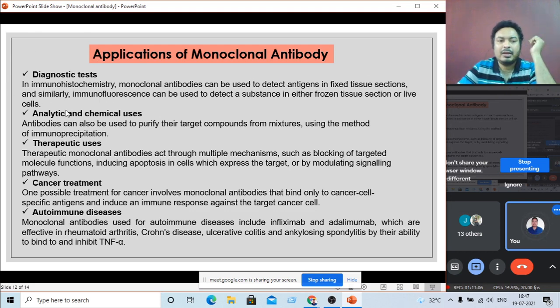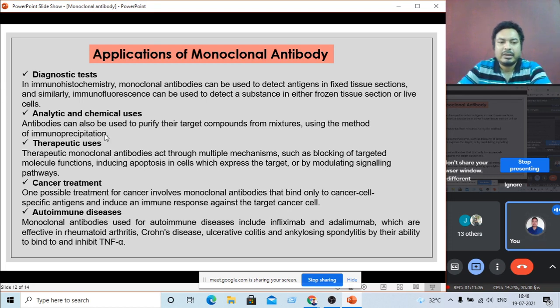The next one is analytic and chemical uses. We can also analyze different epitopes or different targets with the help of this monoclonal antibody, the same as in the diagnostic test. The second use is the analytic or chemical use, to work with different types of chemicals as well as to detect different types of epitopes or antigens. We can apply it for analytic purposes. This purpose is also costly because it also involves the monoclonal antibody.